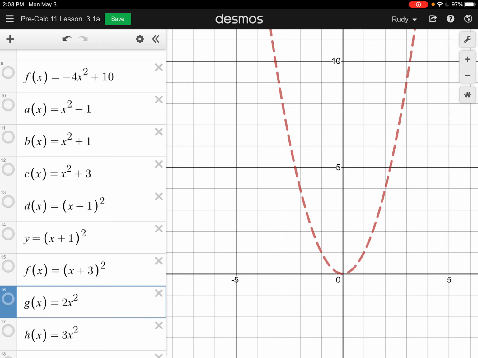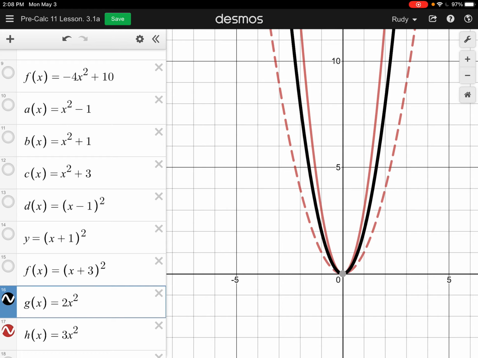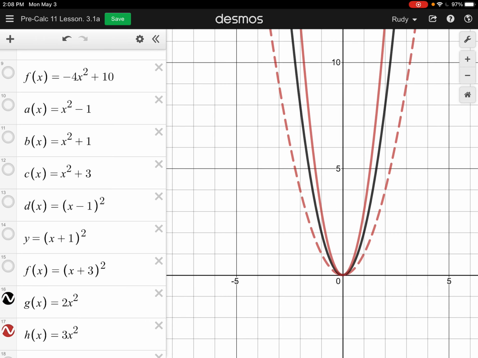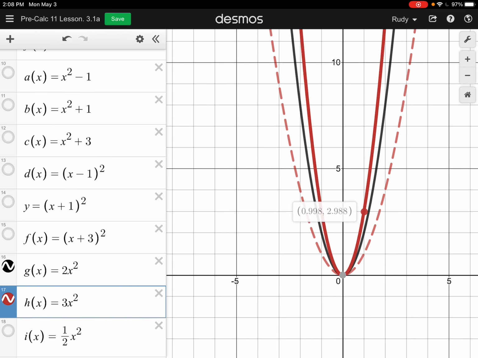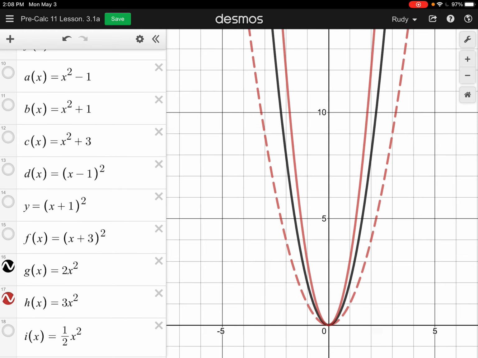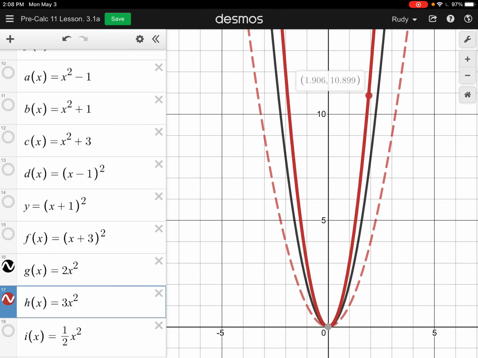But notice if I now turn off that and put this on, in fact, I'll leave them both on. What you see in black is 2x squared. What you see in solid red is 3x squared. Notice it's the same idea. It's been stretched more. And for example, it now goes through 1, 3 instead of 1, 1. And it's going to go through 2, 12, right there. Whereas x squared goes through 2, 4. 12 is, the y coordinates are 3 times more.